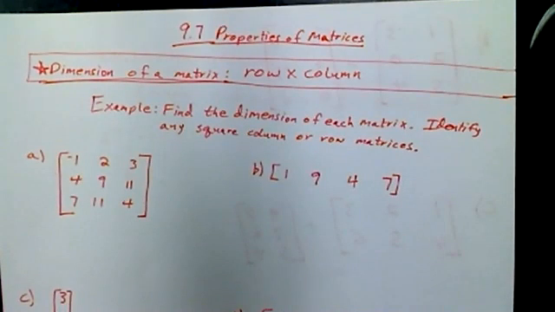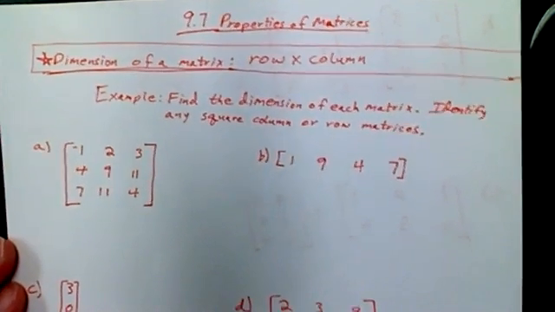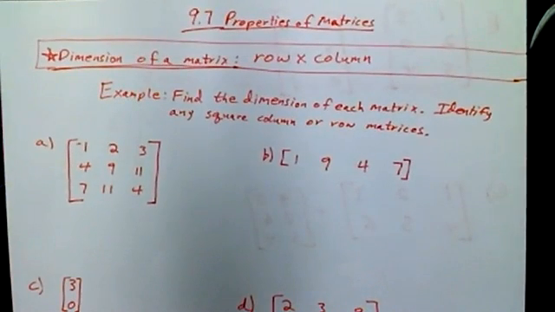Okay, guys, 9.7, properties of matrices. Now, we've used matrices back in the beginning of chapter 9 to help us solve systems of equations, okay? These are the same types, but we're going to work with matrices just more in general.